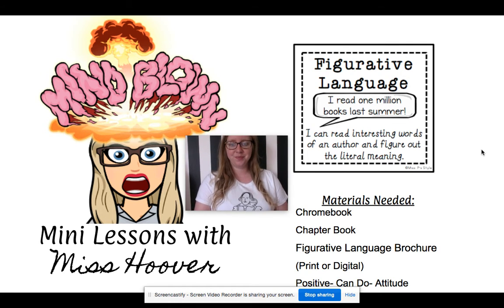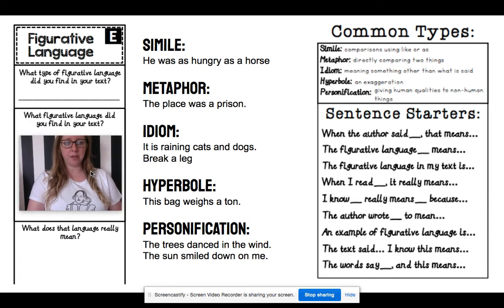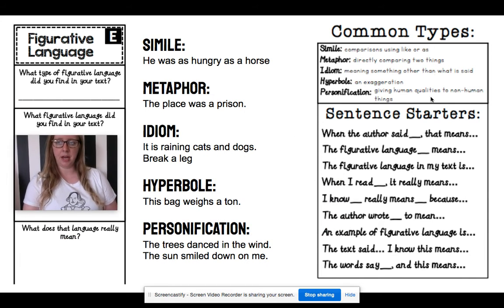Here we go. Alrighty, so I'm going to bounce back and forth from the common types. I'm going to define what it is, and then I'm going to show you an example of that type of figurative language. So our first one is simile. Simile is a comparison, so they're comparing two things, using the words like or as. So an example of a simile can be, he was as hungry as a horse.